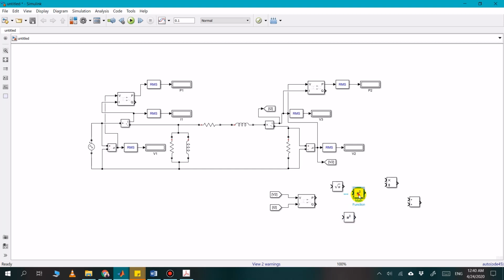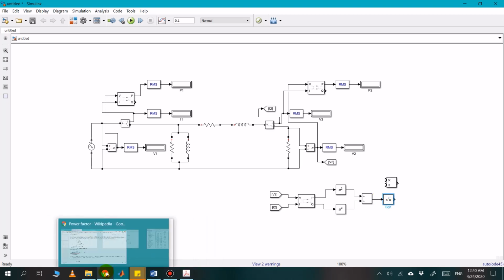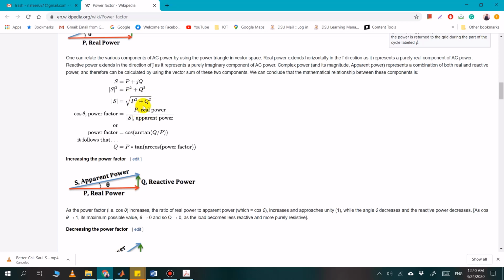So we need P square, we need Q square, and we need to add these together. And then we need to take the square root of this. So we have implemented this: apparent power, P square plus Q square and square root.